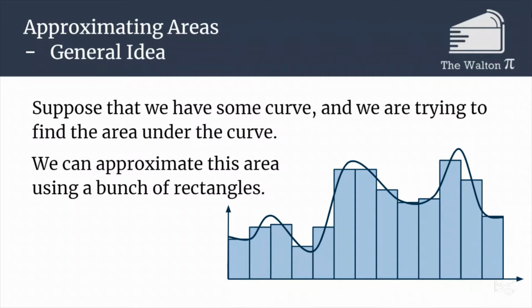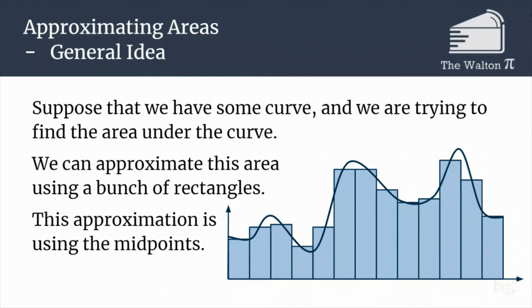So we just say, let's break this up into a bunch of intervals, and then for each interval, let's approximate the area using a rectangle. This approximation is using the midpoints. So what that means is for each of the intervals, we are looking at the value of the function at the midpoint, and that's going to be the height of our rectangle. So this is one approximation of the area.